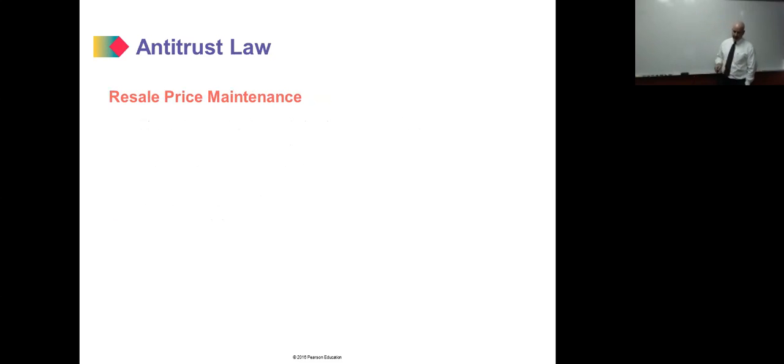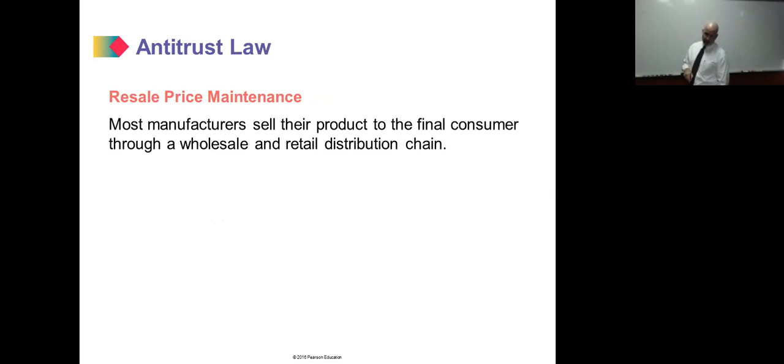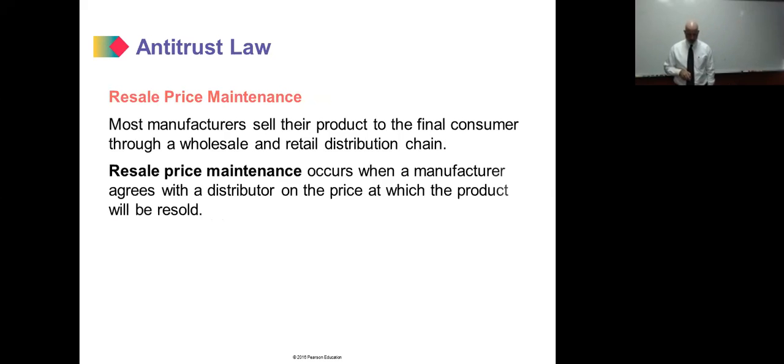Resale price maintenance plans, we'll say practices. Manufacturers sell their product to the final consumer through a wholesale and retail distribution chain. Okay, when a manufacturer agrees with the distributor on the price at which the product will be resold. Think of Walmart. Think of a supplier getting so large that they could go into Walmart and say, we'll put our product on your shelf, but this is what you must sell it for. Or if they got with Walmart and said, hey, build yourself a profit in there.